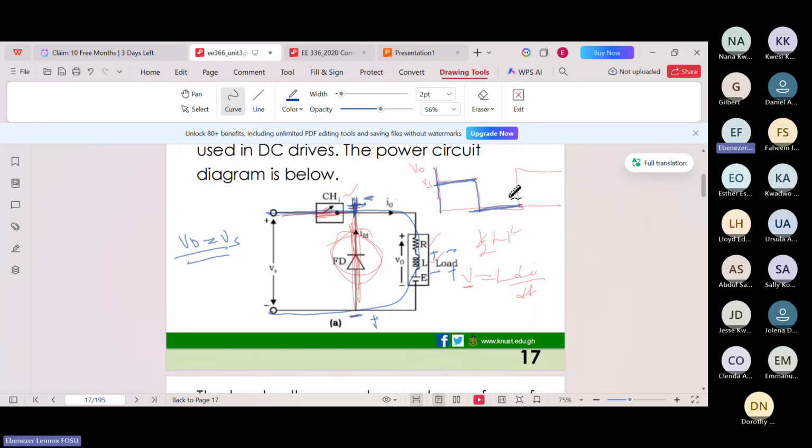And the current in the inductor will be decreasing, which is the same as the load current because they are in series, right? So that is what happens. That is basically how it operates.